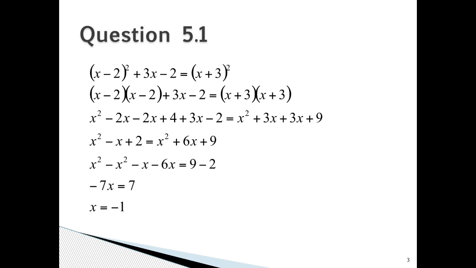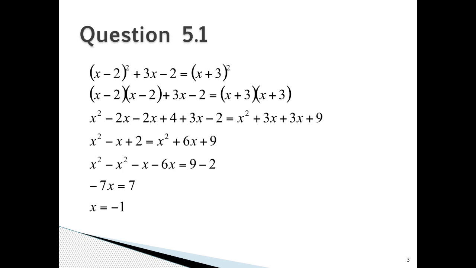If you multiply (x minus 2)(x minus 2), you will have x squared minus 2x minus 2x plus 4. If you multiply (x plus 3)(x plus 3), you will have x squared plus 3x plus 3x plus 9. You will then be required to add the like terms. So, x squared minus x plus 2 is equal to x squared plus 6x plus 9.